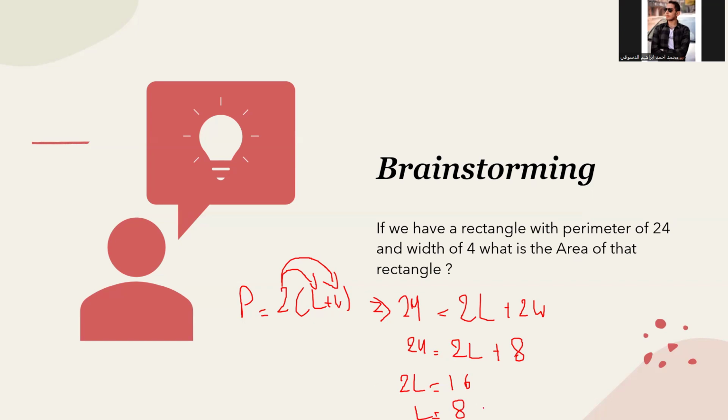So now I found that the length is 8. And we can say that the perimeter is 24 meters and the width is 4 meters. So we find that the length is 8 meters. So now we can get the area or not? Yes, we can get the area. The area is length times width, equal 8 from length and 4 from the width, so we can say that the area is 32 meters.